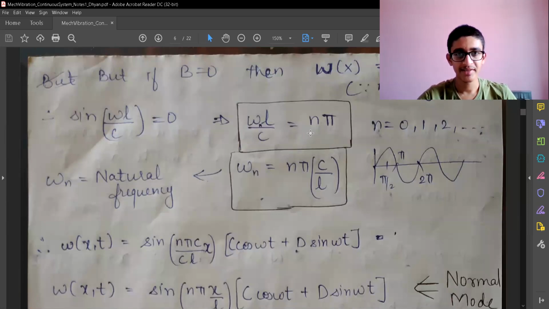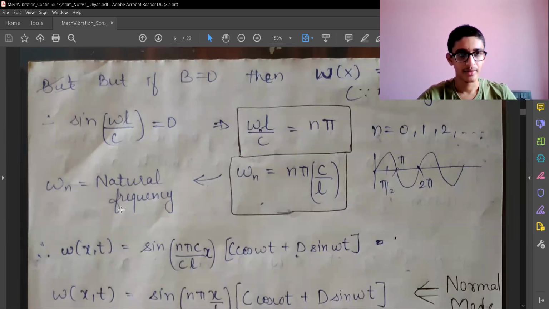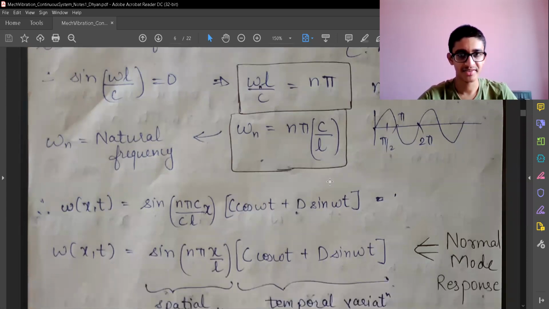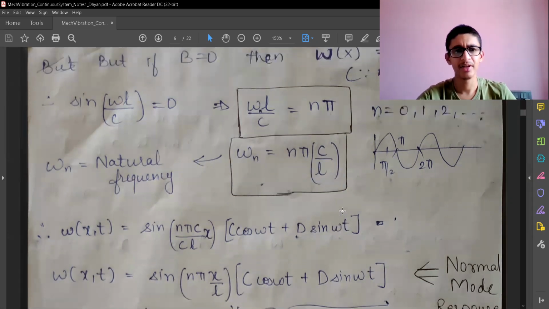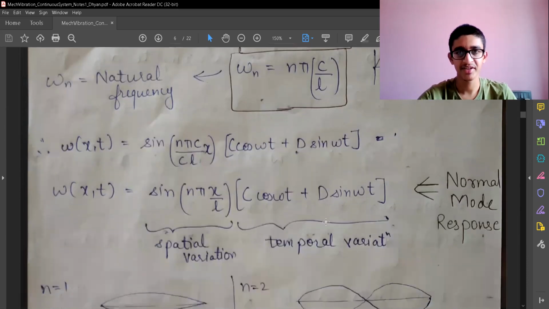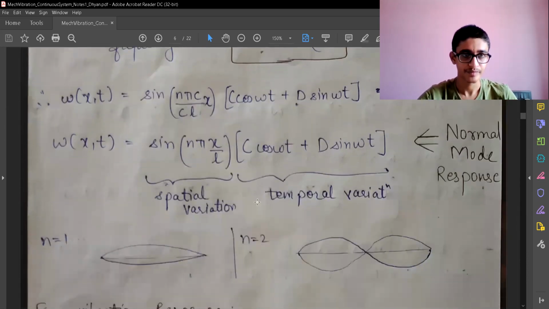So omega l by c is n pi. So omega n will be n pi c by l. This is just the formula which we have been using earlier. So this is the derivation, where c is the speed, l is the length, pi is the constant, and n, for different values of n, will have different natural frequencies. And n value starts from 0, 1, 2, 3 till infinite. So for infinite number of values, we'll have infinite natural frequencies, as we have discussed in the first video.